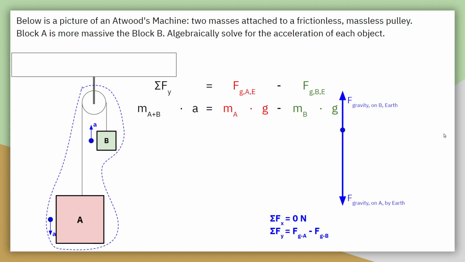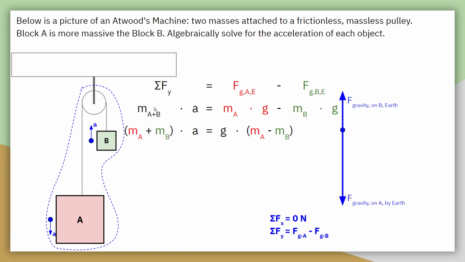And we just start plugging in our variables. The sum of our force, we know from Newton's second law, is the mass times the acceleration. So the sum of the forces on our system in the y direction would be the mass of our system, which is mass A plus mass B, times the acceleration of our system. The way we can calculate force gravity is mass times the gravitational field strength. So for force gravity on A, it'd be mass A times the gravitational field strength minus mass B times the gravitational field strength.